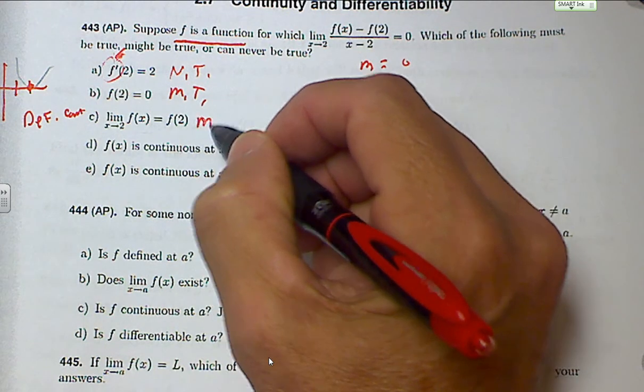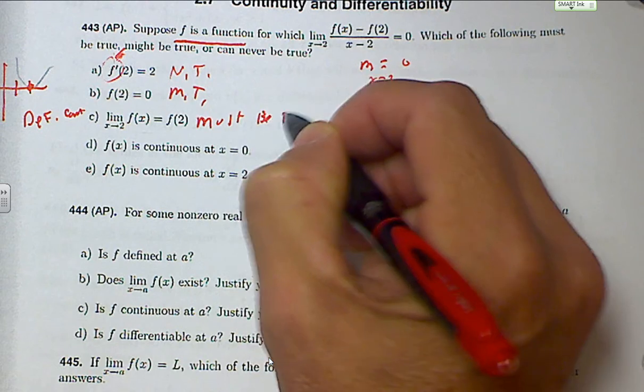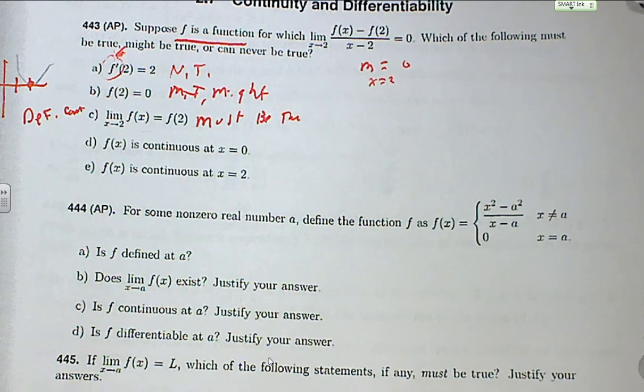Must be true. Does that make sense? Get your head around that. If you know it's got a derivative, it has to be continuous. Okay?